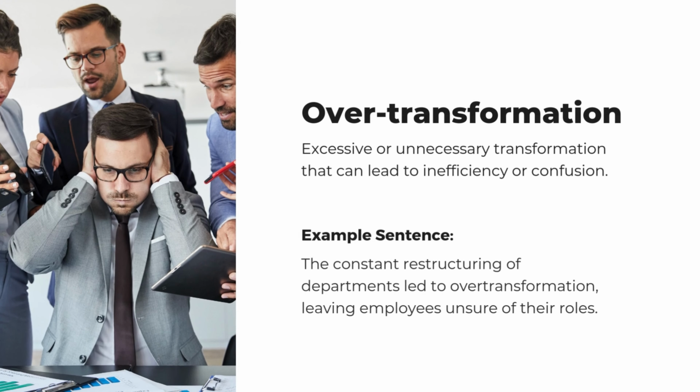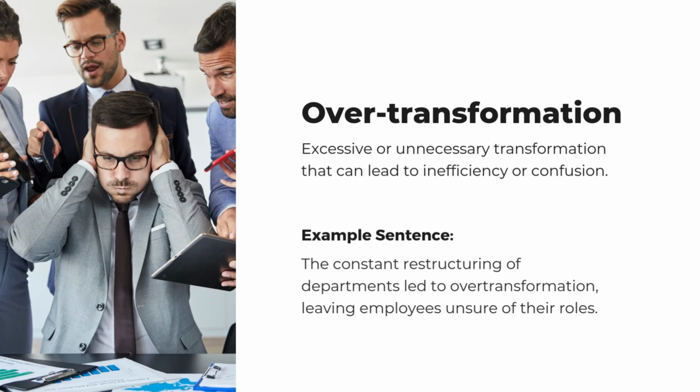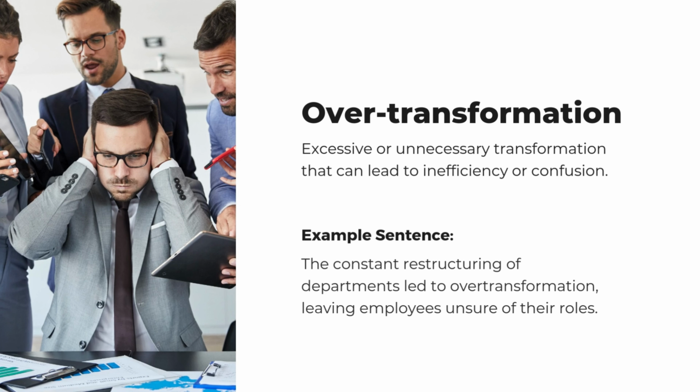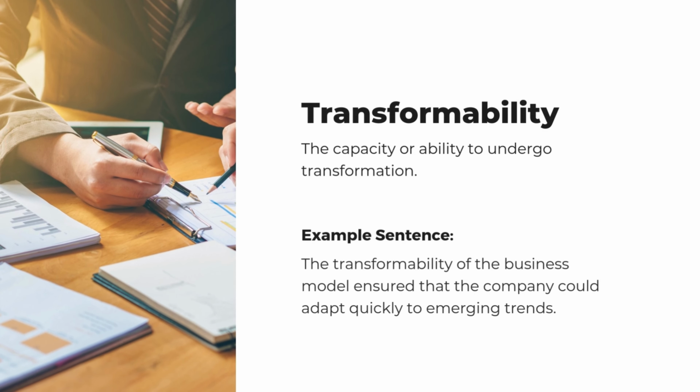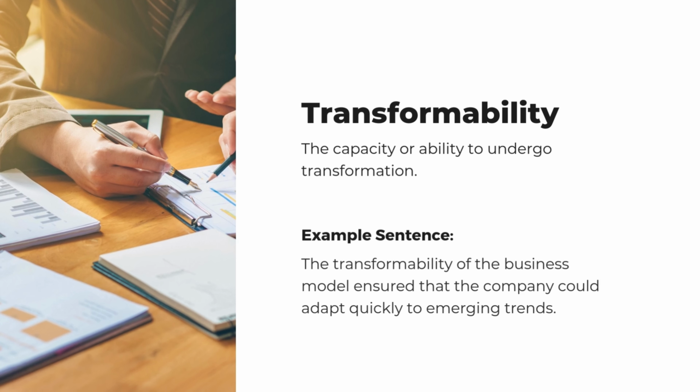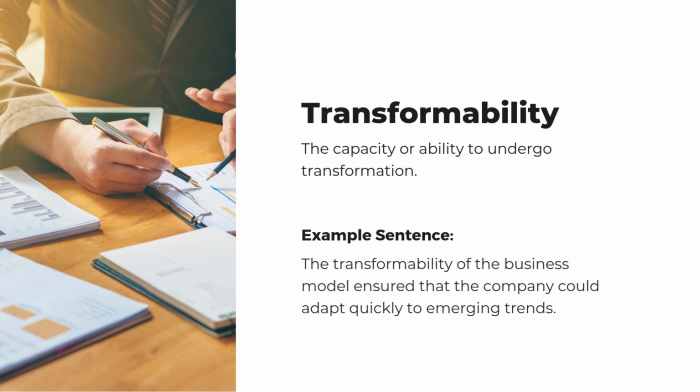Over-transformation is excessive or unnecessary transformation that can lead to inefficiency or confusion. So this is a negative word. For instance, the constant restructuring of departments led to over-transformation, leaving employees unsure of their roles. And transformability is the ability, the capacity to undergo transformation. For example, the transformability of the business model ensured that the company could adapt quickly to emerging trends.